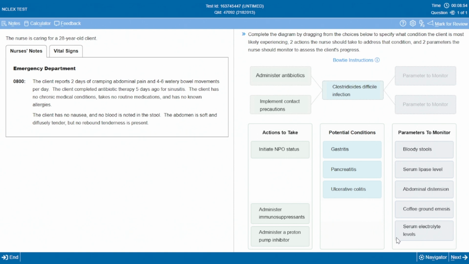Serum electrolyte levels, again, they're losing so much fluid that I worry about if their potassium and sodium and other electrolytes are okay. Starting off, let's definitely do abdominal distension. I feel confident. So you'll click it and then you'll drag it up and it appears up here. And then for the other one we wanted to monitor for, I know I want to go with a lab level. I'm trying to decide, there's 2 lab levels. Let's go with this top one. So I'm going to click it and I'm going to drag it up here.